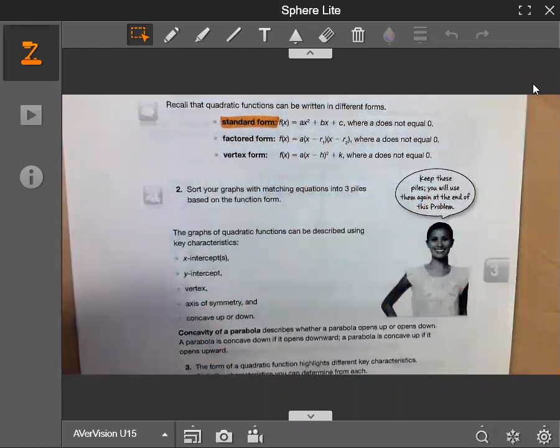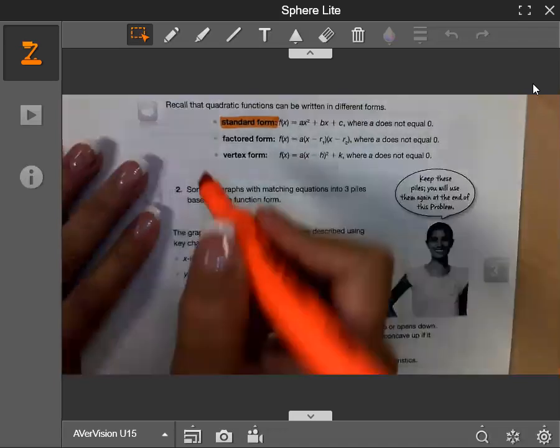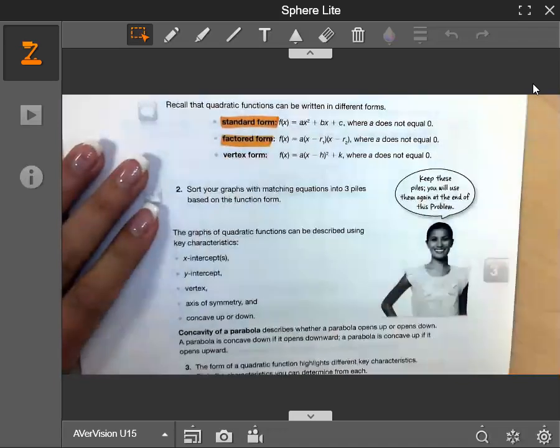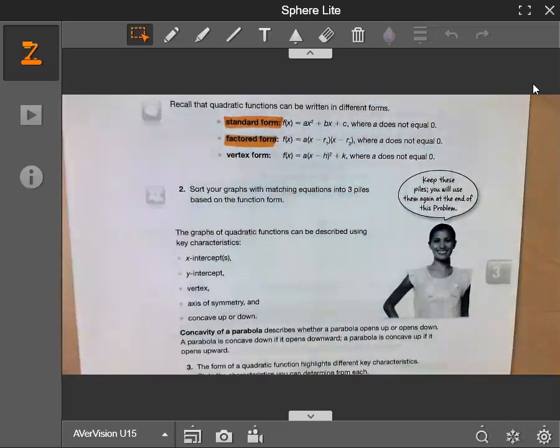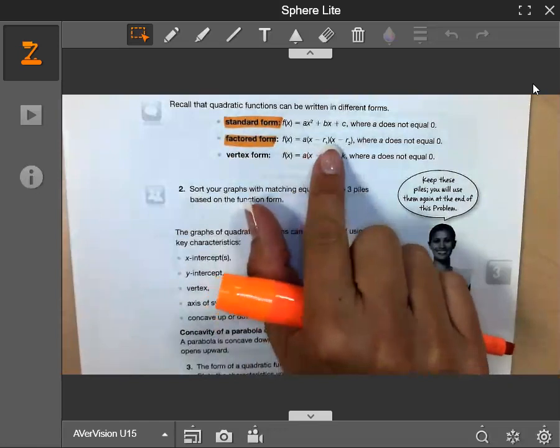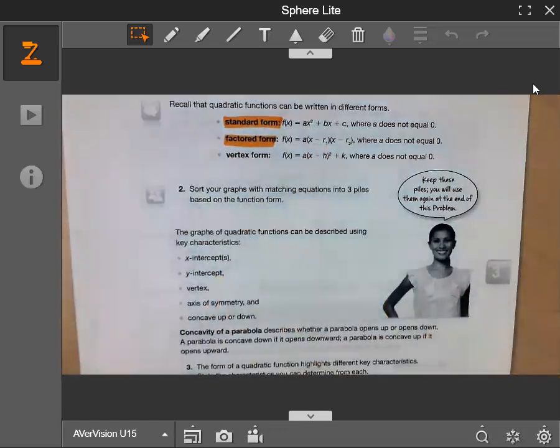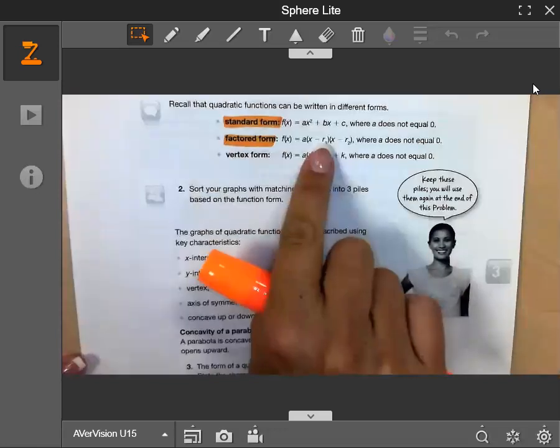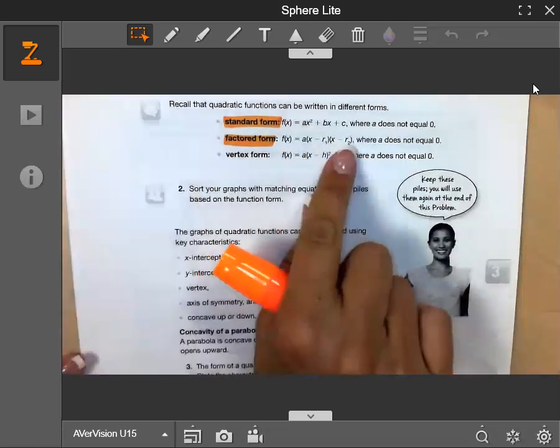It tells you here where a does not equal 0 because we do have to have that x squared term in order for it to be a quadratic. There's the factored form, which is the one that's created when we factor that standard form, and it is a times x minus r1, x minus r2. That r1 and r2 stand for the roots. So that's x minus my first root, x minus my second root.